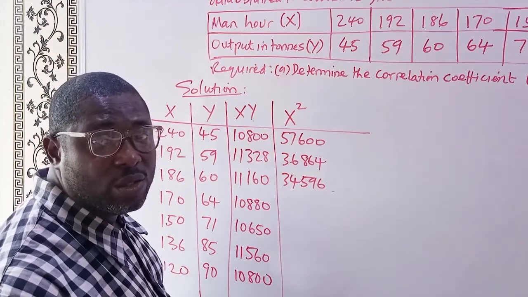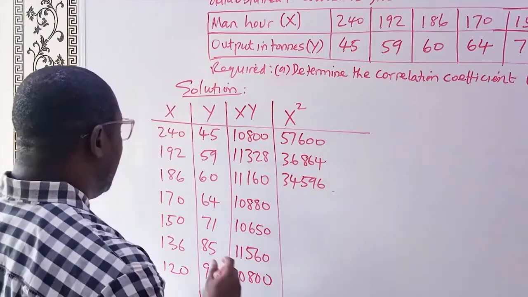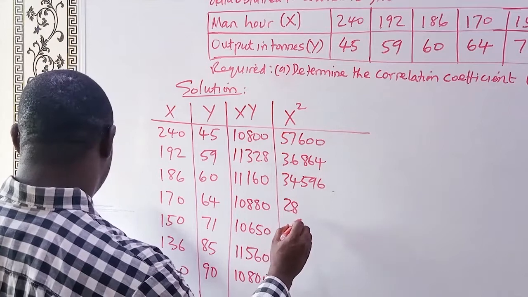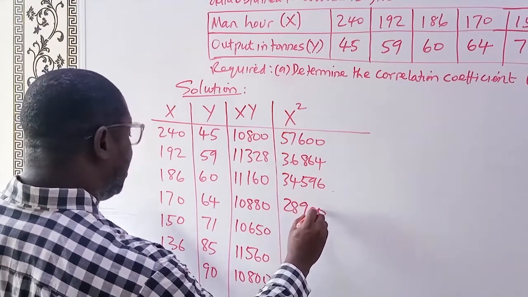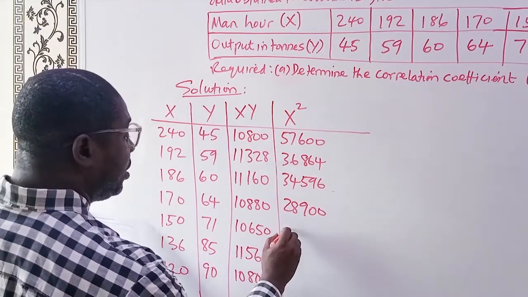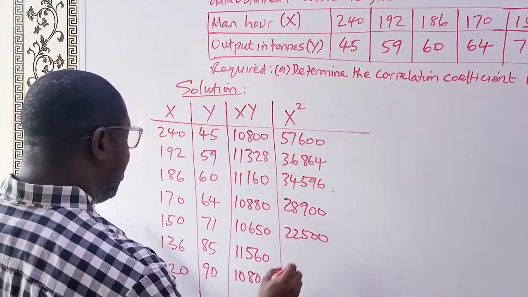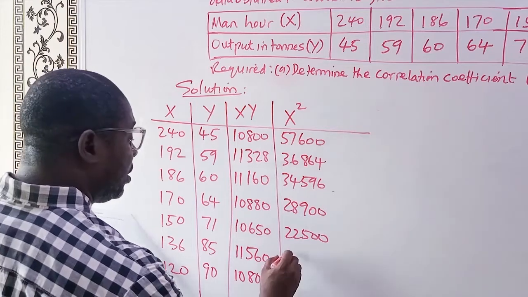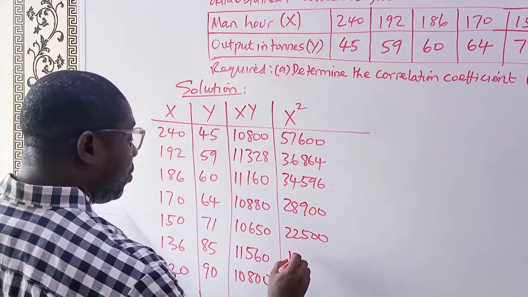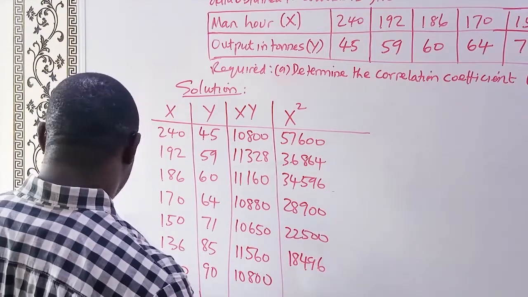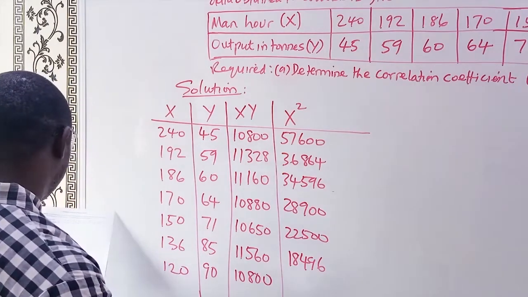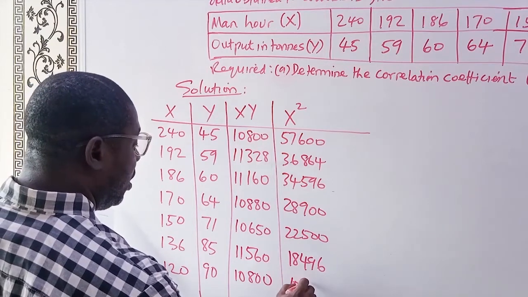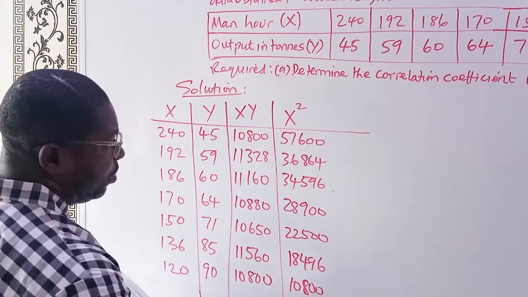Make sure you have your calculator with you and you're solving this. Now the square of 170 will give us 28,900. The square of 150 is 22,500. The square of 136 will give us 18,496. The square of 120 will give us 14,400. So that's what we have.